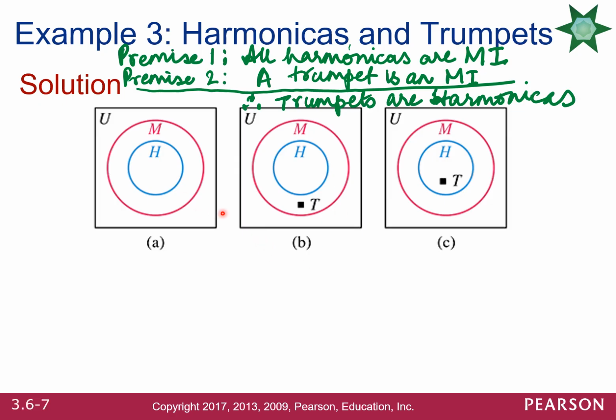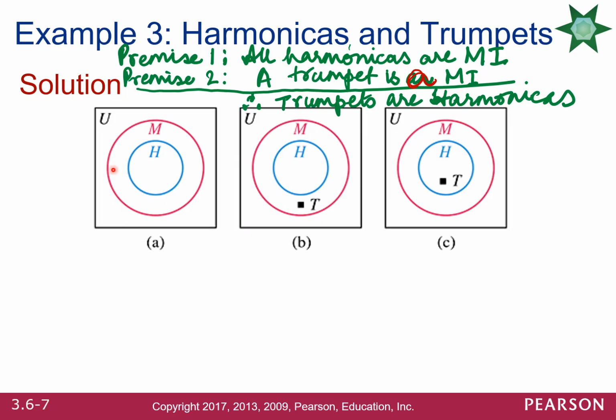Now let's study the solution that they have provided for the argument that we worked previously. I have the argument written out here. It says premise 1 is all harmonicas are musical instruments, and premise 2 says a trumpet is a musical instrument, and the conclusion says, therefore, trumpets are harmonicas. So we have to validate this argument with Euler diagrams.